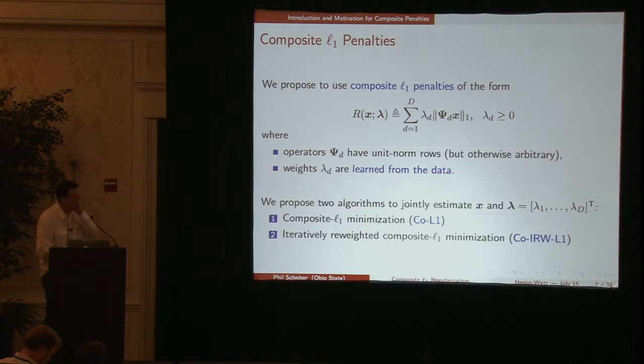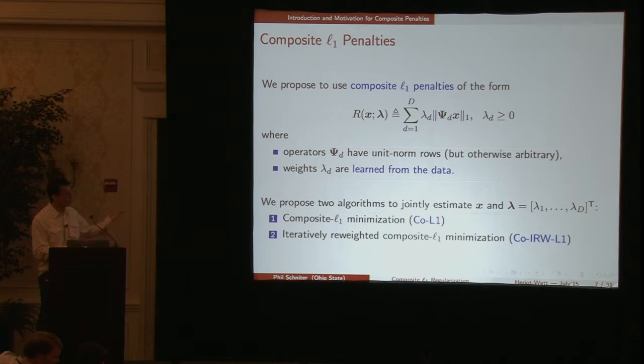Okay, so what we're going to do is consider what we are going to call composite L1 penalties. So it's going to be a sum of weighted L1 norms. And these subdictionaries here, we don't really care too much what these are. We'll just say that they have unit norm rows. The particular choice depends on the application, and I'll show you a number of examples later.